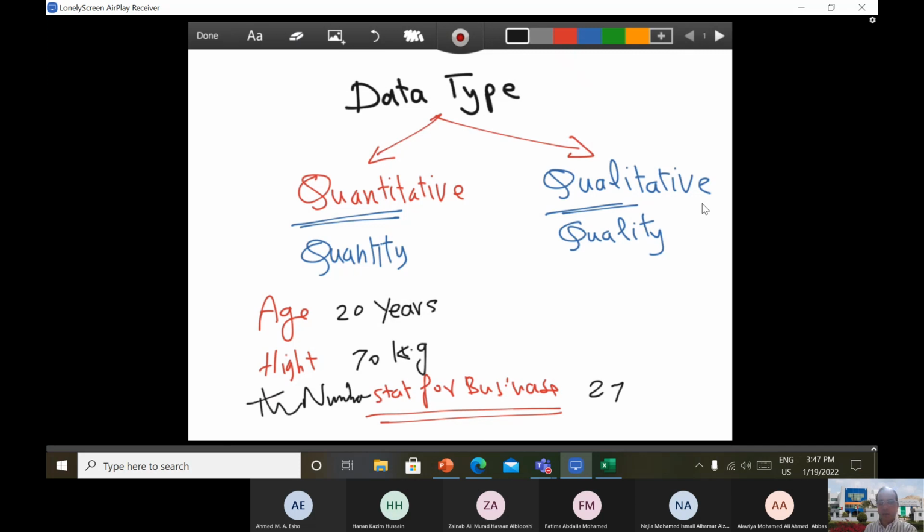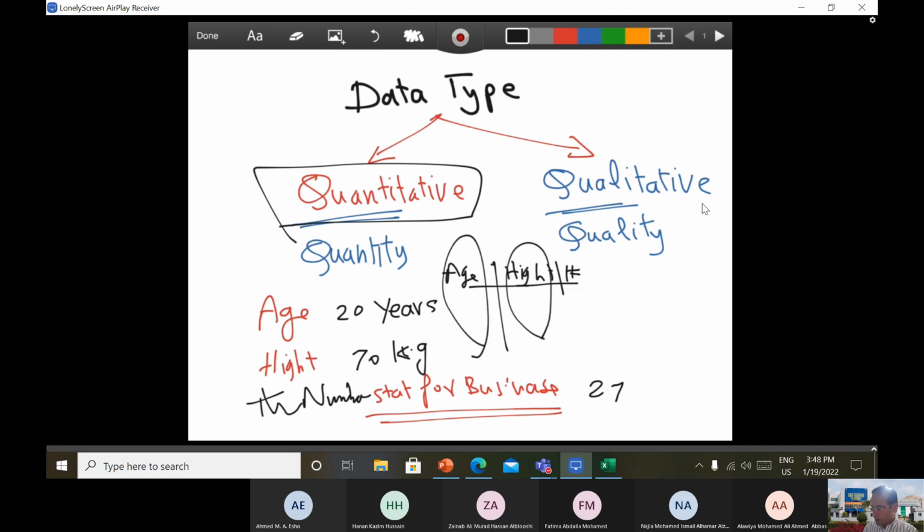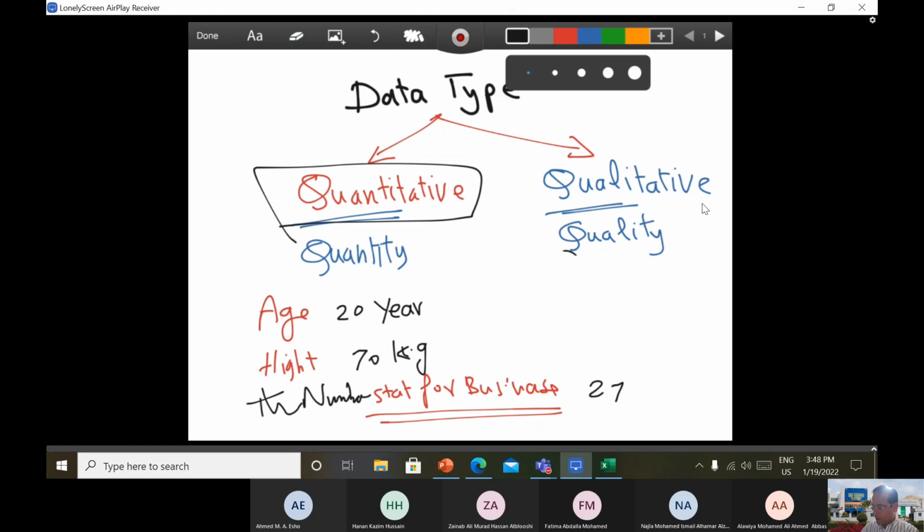Okay, so this is quantitative data. All of these data, if I have a column for age, a column for height, and a column for number of students, all of this gives me quantitative data. Every variable of this one represents quantitative data. Fine.